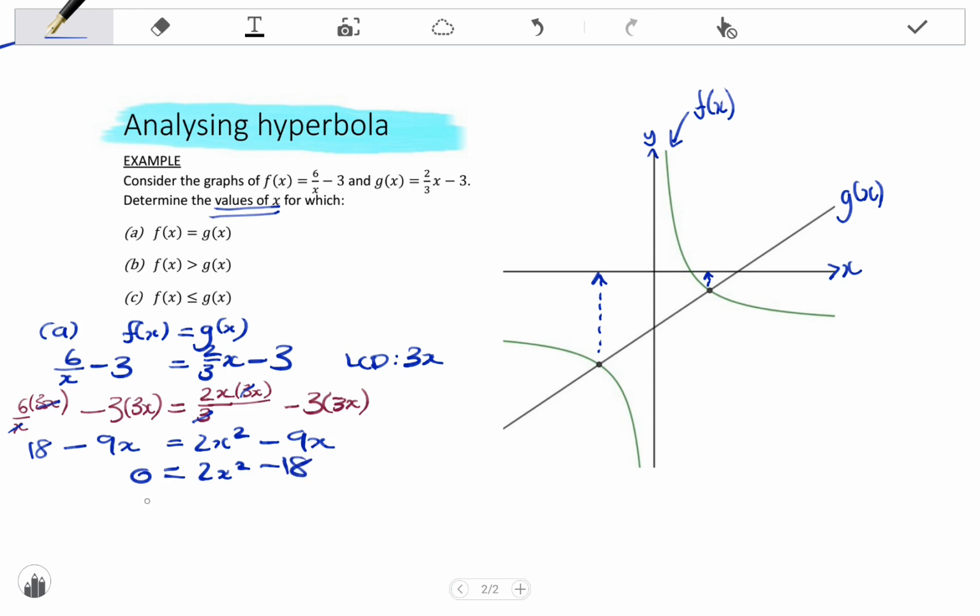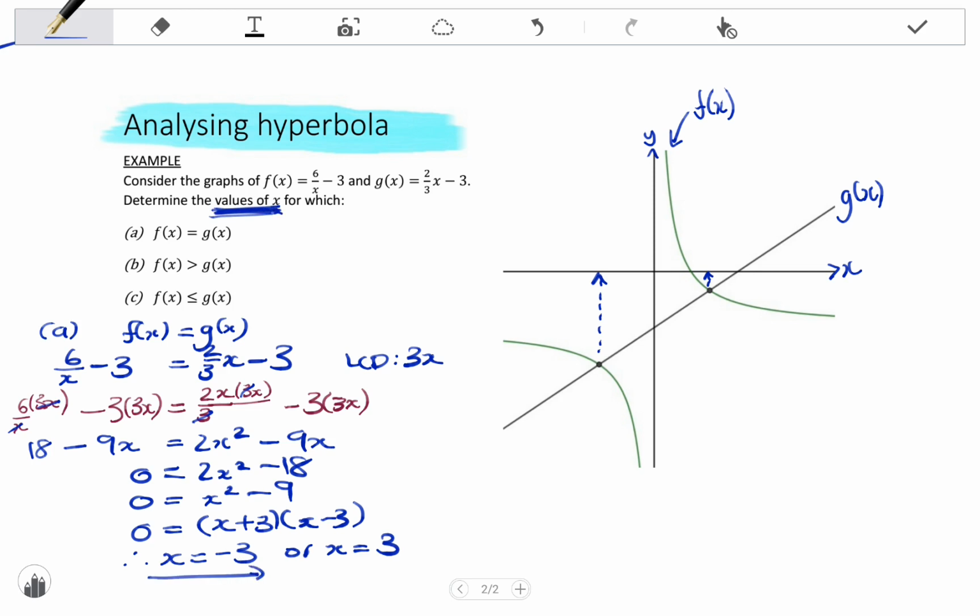If I divide through by 2, I'm left with x squared minus 9, which factorizes as difference of squares. And if I let each factor equal 0, I have x equals negative 3 or x equals 3. Now, the question asked for the values of x. So these are the values of x. So that means my left point of intersection has the x value negative 3 and the point of intersection on the right has the value of 3.